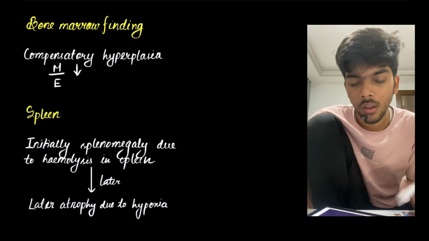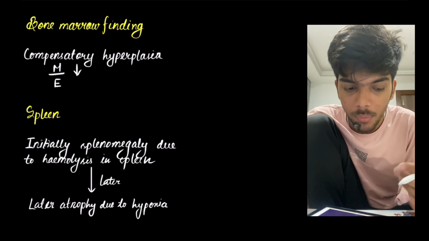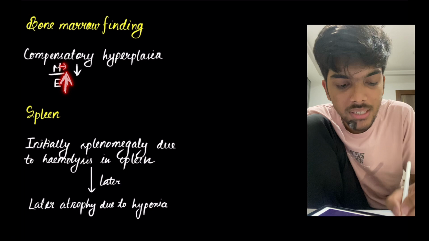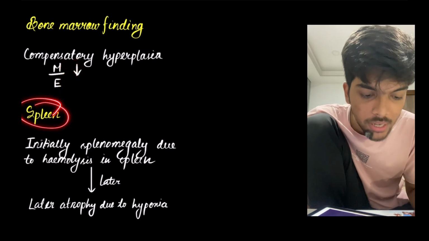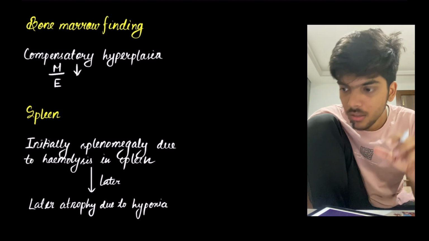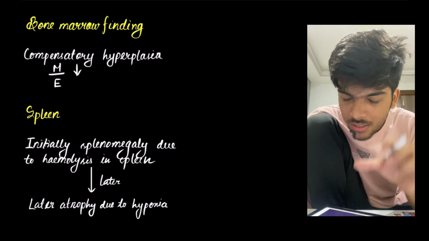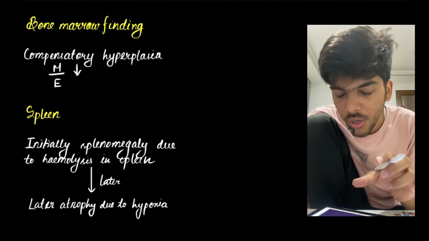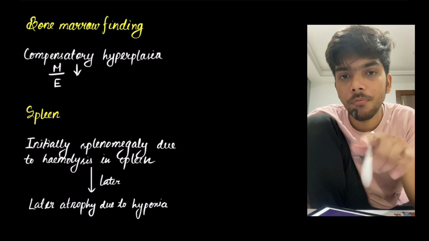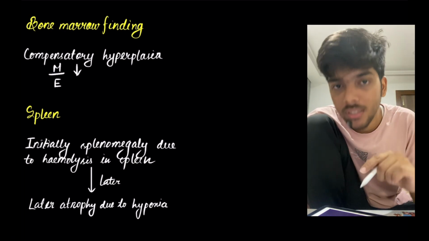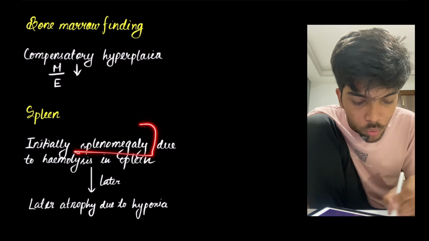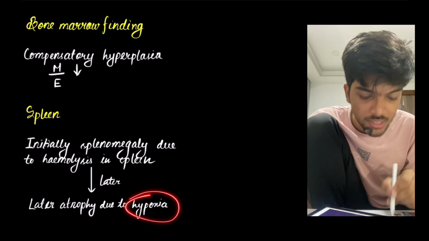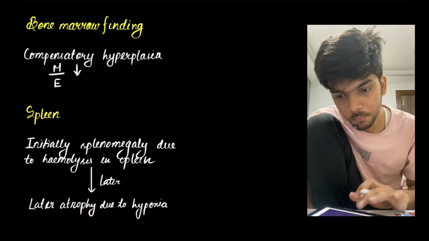Bone marrow finding. Obviously, since RBC count decreases, there is compensatory hyperplasia, there is an increase in erythroid series, erythroid cells, myeloid cells remain the same, so the ratio decreases. In the spleen, the sickle cells are not recognized by the body, so they get hemolyzed or destroyed. They get destroyed by the reticuloendothelial system or the macrophages of your spleen. Since hemolysis is taking place in the spleen, initially the spleen grows larger in size, or splenomegaly occurs. But later on, due to lack of oxygen, atrophy of the spleen occurs.